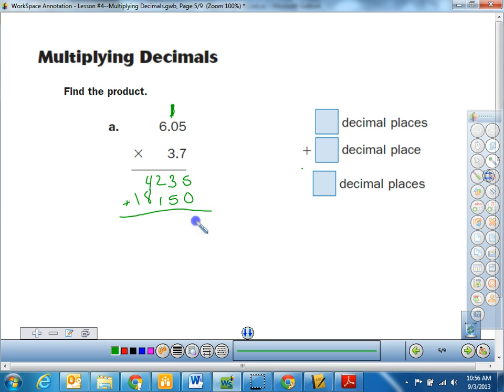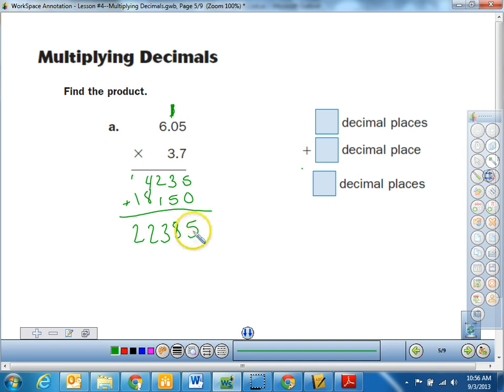5 plus 0 is 5. 3 plus 5 is 8. 2 plus 1 is 3. 4 plus 8 is 12, so I put the 2 down and the 1 goes up. 1 plus 1 is 2. So now I have 22385.